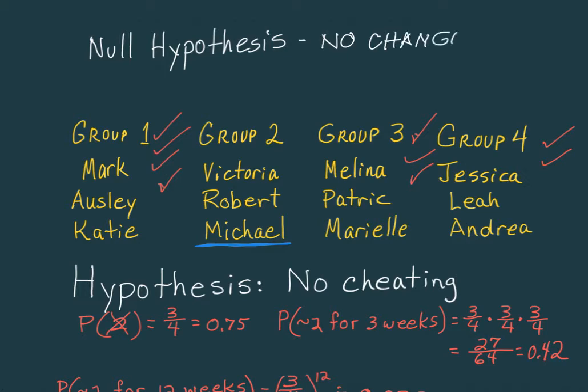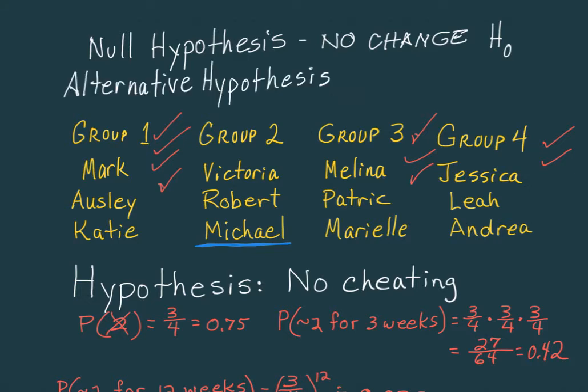And that is what we test. We are always testing the null hypothesis. We always assume the null hypothesis is true until evidence suggests something different. Rather than write all that out, we just write H naught, or H sub 0. So H naught.